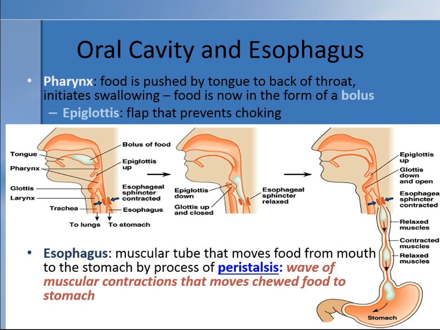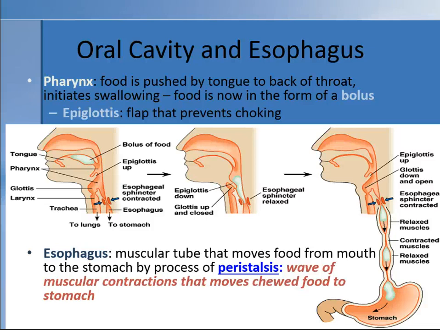Okay, now, as this food is chewed into a little ball, that ball is called a bolus, and it's pushed back into the pharynx, and this is the back of the throat, and that's where swallowing starts to occur. And there is a very important little flap of tissue called the epiglottis, and the epiglottis will cover the trachea, which is the respiratory system to the lungs, when you're swallowing food, and then when you're breathing, it will cover the esophagus, and so the air goes into your lungs and not into your stomach. So it's very, very important.